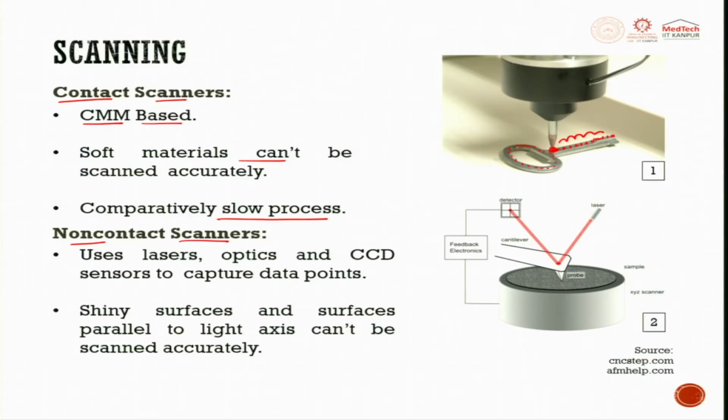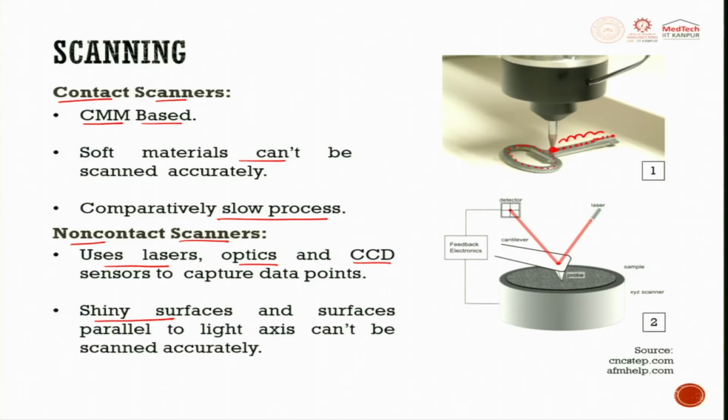Now there are the alternatives, these non-contact scanners, which use lasers, optics, and CCD sensors to capture the data points. Now one of the drawbacks in the non-contact scanners is that they cannot scan shiny surfaces, because the light, when it falls on the object, is reflected back. The shiny objects will obviously have some reflection index, so the light won't be giving the exact information. Similarly, black objects might absorb the light, right? So shiny surfaces or black surfaces cannot be scanned with this.